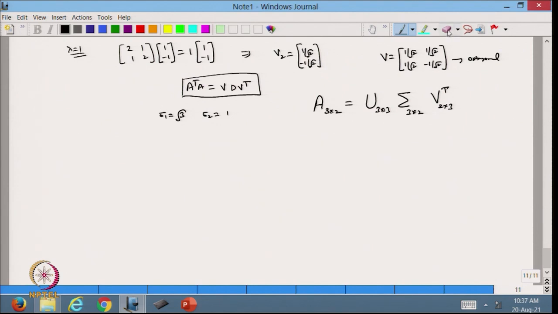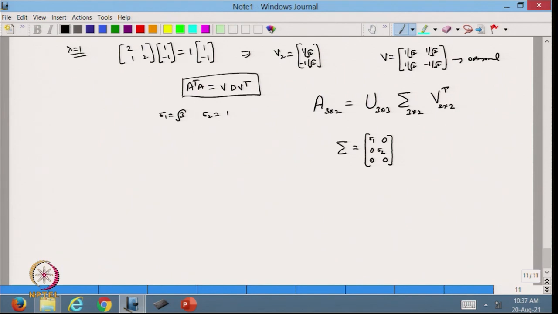Sorry, 2 cross 2. So, this one we want. So, we got this value. Now, my sigma, if you see, will be: I will put my sigma 1, the largest one, here, then sigma 2, and I will put 0, 0 here. So, I will get 3 cross 2, so I will get 0 and 0. So, this is my sigma basically.